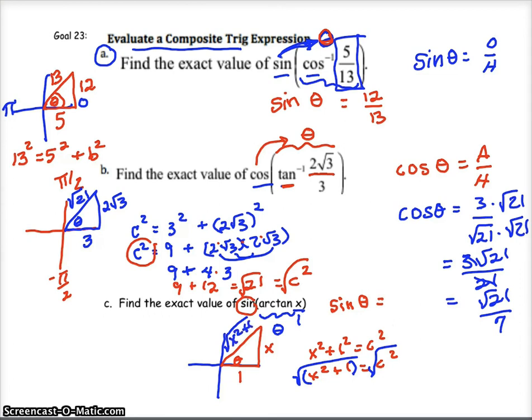Now that we have found all the sides of the triangle, all the sides that correspond to theta, we can now evaluate the sine of angle theta. And the sine of angle theta is the opposite, x, over the hypotenuse, the square root of x squared plus 1. I will not require you to rationalize this, so you can leave that function as is.